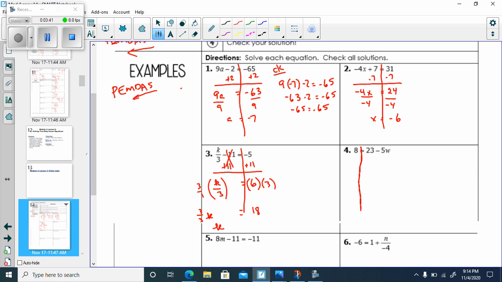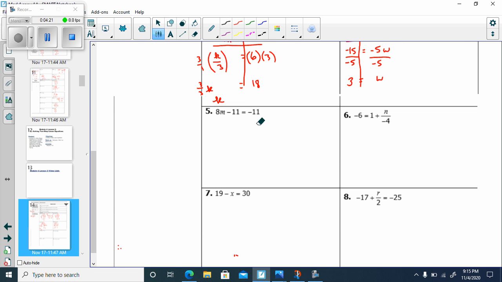Let's look at this one. If I'm solving for the w, I need to get the 23 away from it. The 23 is positive. So let's subtract the 23. This would give me negative 15 is equal to negative 5w. Now, negative 5w means negative 5 is multiplied by w. The opposite of multiplying by negative 5 is to divide by negative 5. This gives me 1, so w is equal to negative 15 divided by negative 5, which is positive 3.